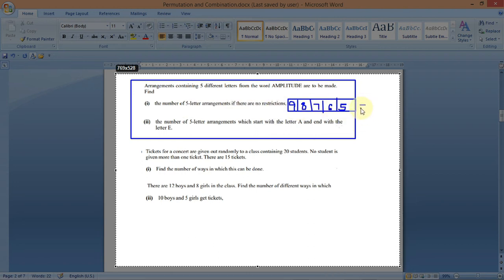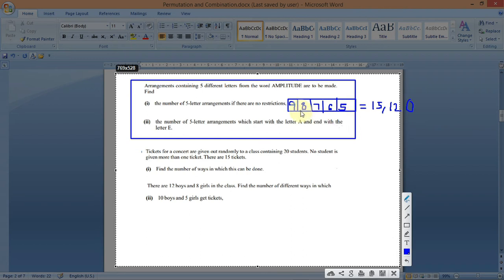So this time around I can't do factorial, I have to multiply everything. So I have 9 times 8 times 7 times 6 times 5, and that is 15,120. So the answer here is 15,120.